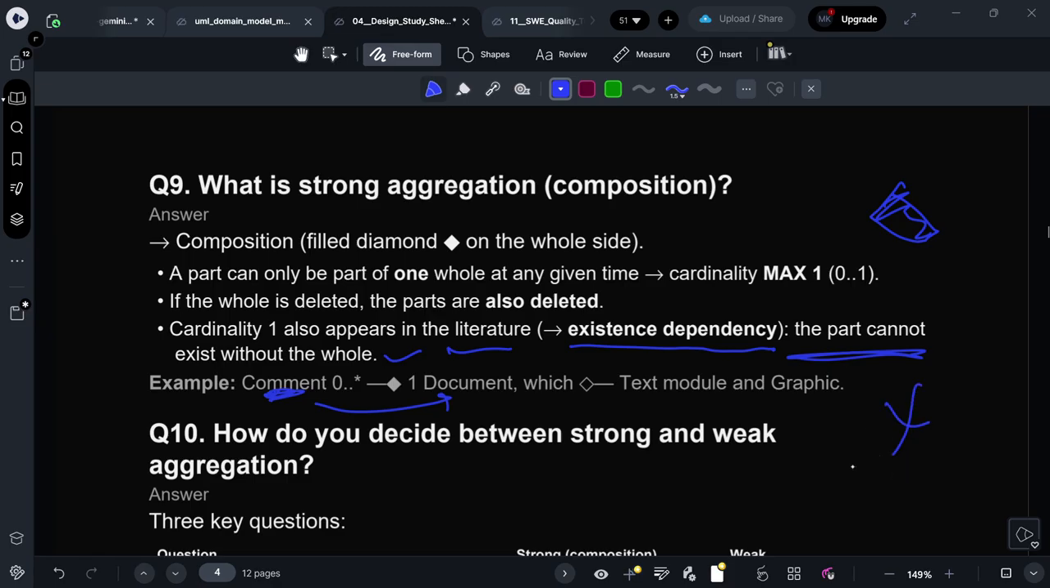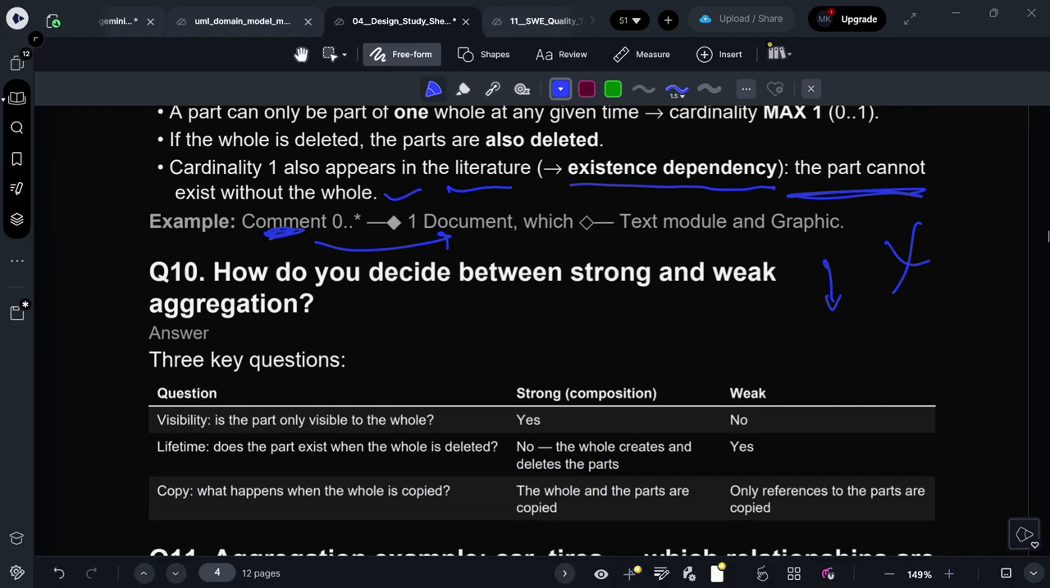If you remove the document, you can still go and see the comment history. Strongly dependent parts cannot exist independently, just like doors cannot exist without a cupboard. If you have a cupboard, doors cannot exist without it. So they are strongly aggregated, strongly connected, like a motherboard is strongly aggregated to a mobile.